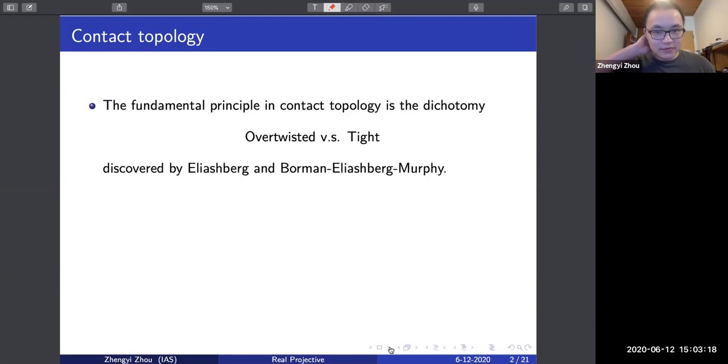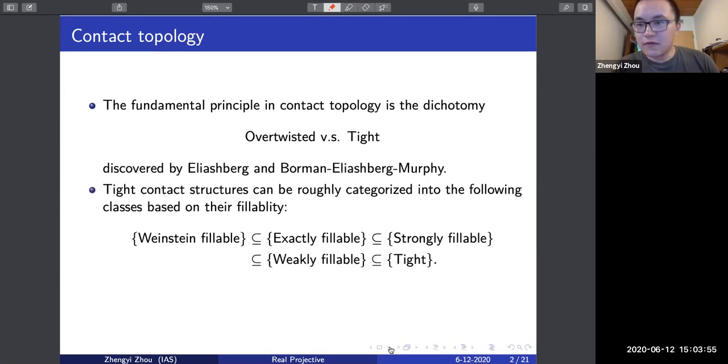The fundamental principle in contact topology is a dichotomy between over-twisted and tight, discovered by L. in dimension 3 and Bowman, L., Murphy in dimension higher than 3. The over-twisted contact structures are those purely classified by the underlying topological data, and in some sense can be understood as the simplest contact structures. Tight contact structures are those which are not over-twisted, so they contain some information other than the topological information.